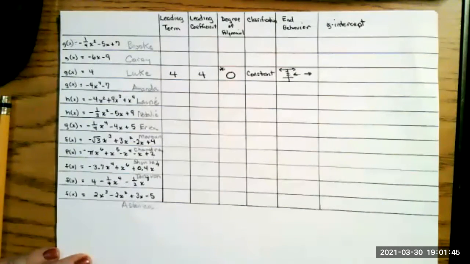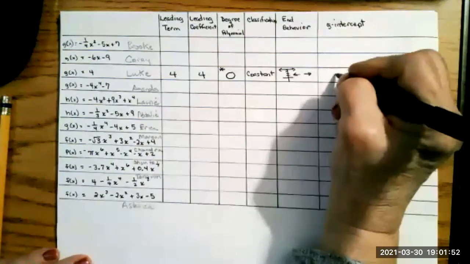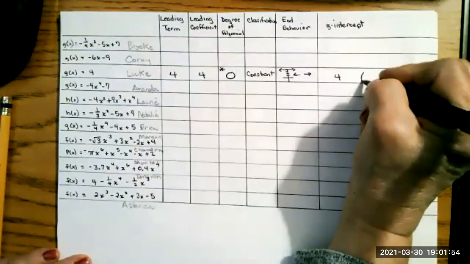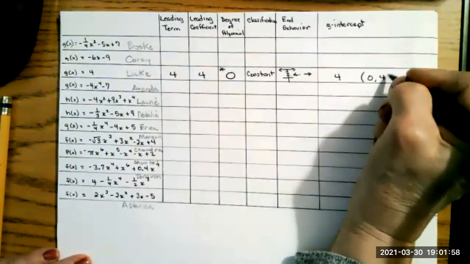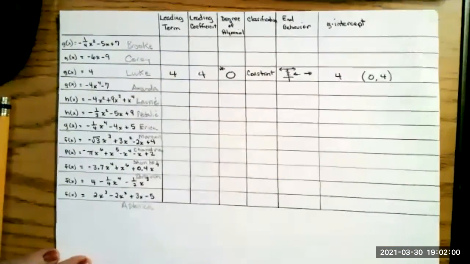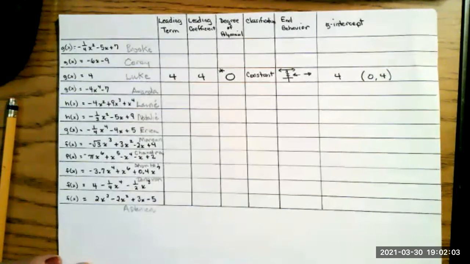Okay, what is the y-intercept, Luke? I knew the end behavior. The y-intercept is 4. So what point would that be? 0, 4. Good job. I knew the end behavior. I was overthinking it.